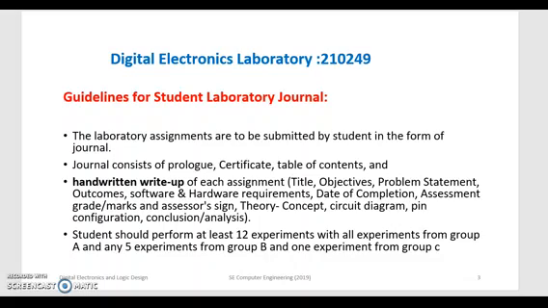Each student has to perform at least 12 experiments out of all the experiments given in the syllabus. The list of experiments in the syllabus has been divided into 3 parts: group A, group B, and group C. From group A you have to perform all assignments. From group B you have to perform any 5 experiments, and from group C you have to perform a single experiment.